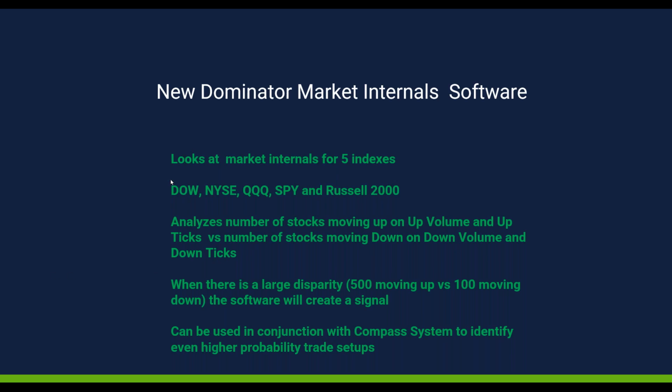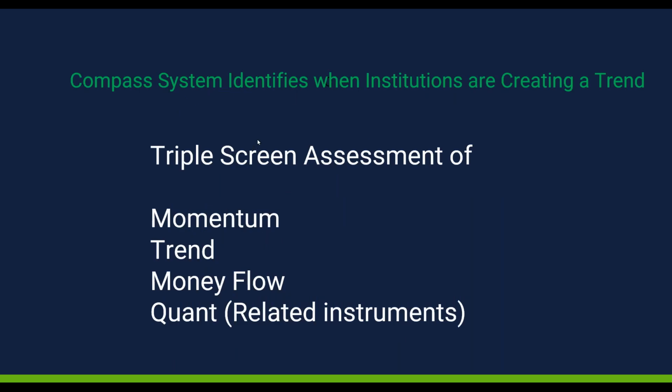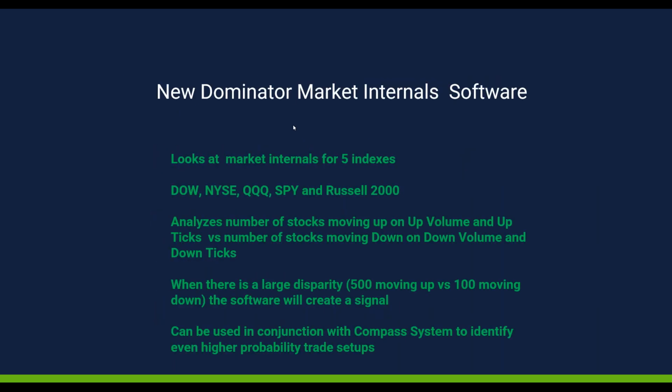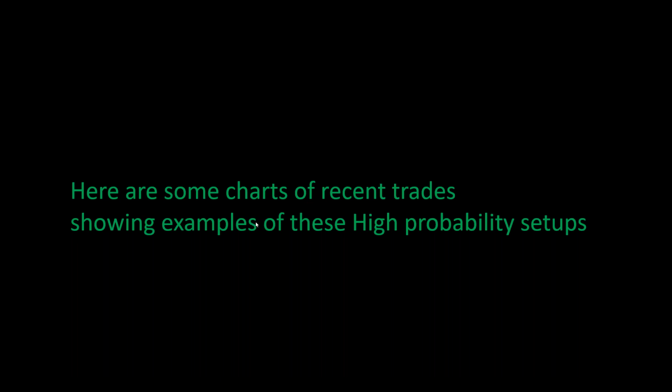Okay, so that's what the Dominator does. Here's the Compass system looking at institutions. Here's the Dominator system looking at market internals. All right, so now we've got these, and this is what we need to trade with. I'm going to show you some charts of recent trades, charts of high probability trade setups, and I want you to see the two different systems that we're using. Again, you don't have to have the systems. If you're on the alert service or in the room, you don't have to have the systems, but it's going to be extremely helpful to your trading.